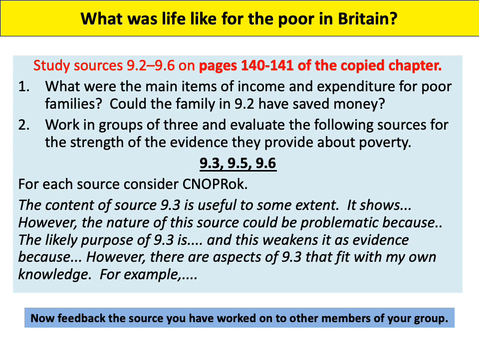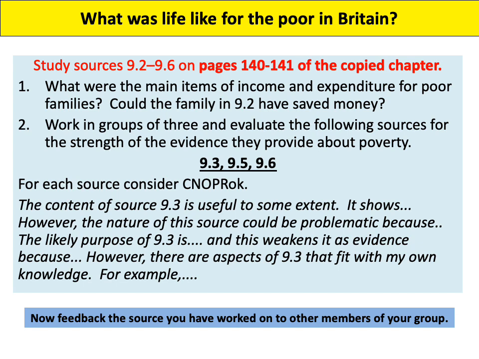Marvellous. So now you're all experts on laissez faire and the causes of poverty. Final thing we've got to do for our success criteria today is evaluate some sources for utility. So we're working now from page 140 and page 141 of that same photocopied chapter. First thing we're going to look at, as it says at the top there, is source 9.2.